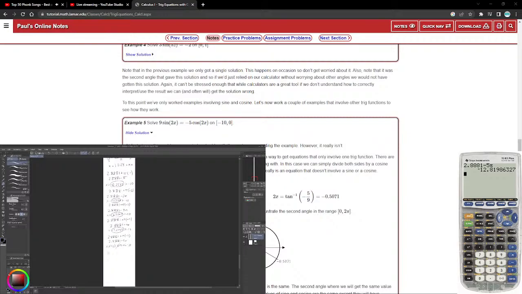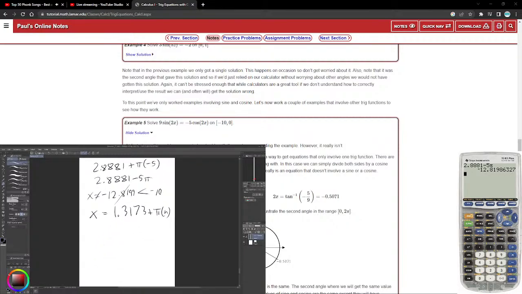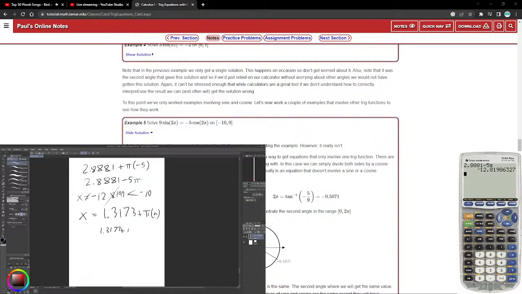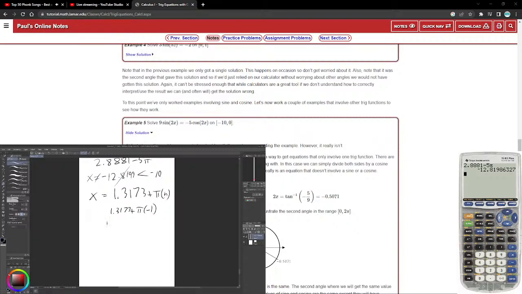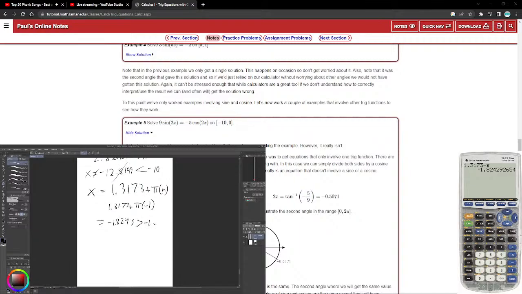What was the other one? x equals 1.3173 plus pi n. 1.3173 plus pi times negative 1, that is 1.3173 minus pi, which equals negative 1.8243, which is greater than negative 10, so it's a solution.